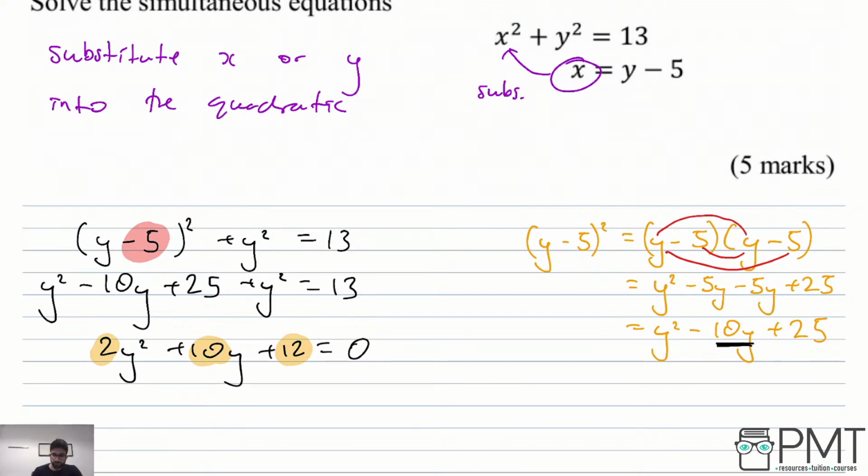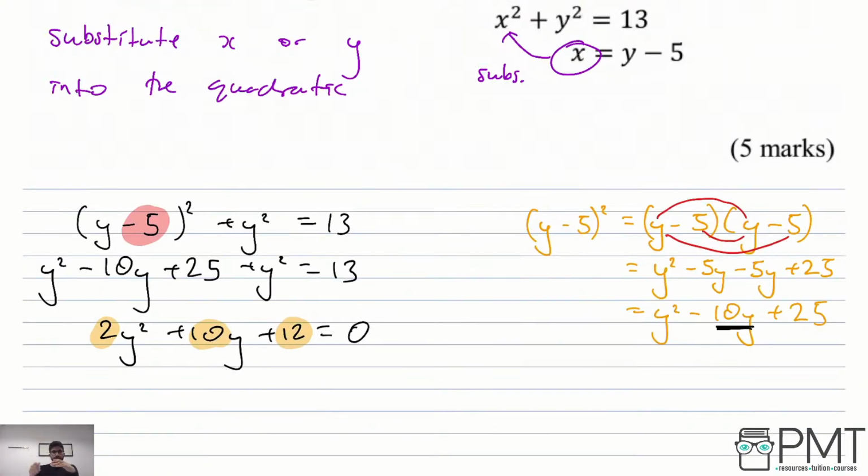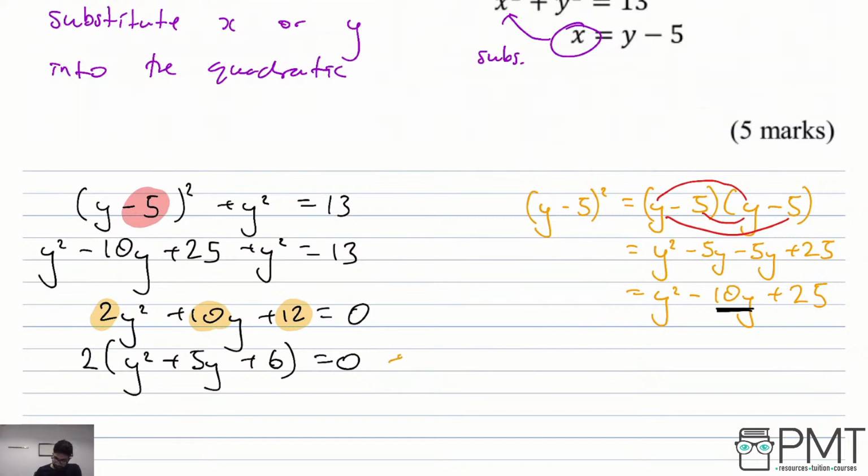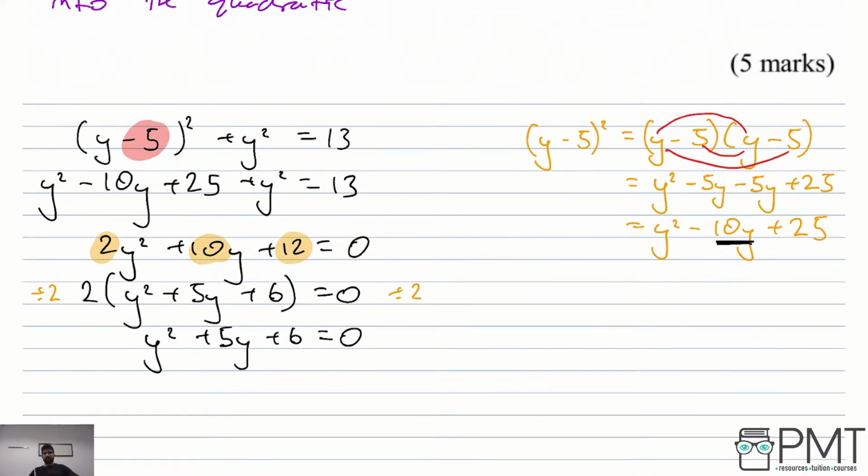So you should, before factorizing into two brackets, you can factorize a 2 out, or you can divide every term by 2. So let me write it in the long way. So you're taking a 2 out, y squared plus 5y plus 6 equals 0. And then at this stage, you are dividing both sides by 2. So you end up with y squared plus 5y plus 6 equals 0. Then this is factorizable. Let me know what your two brackets are.